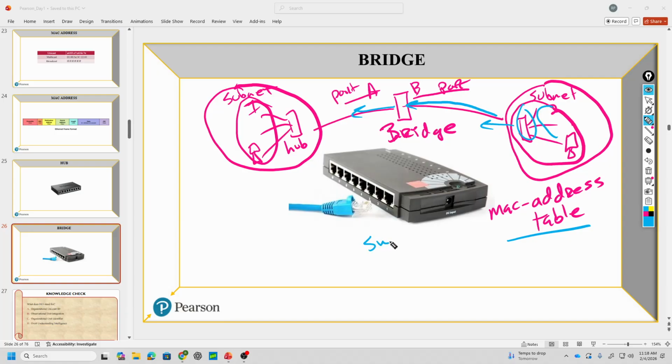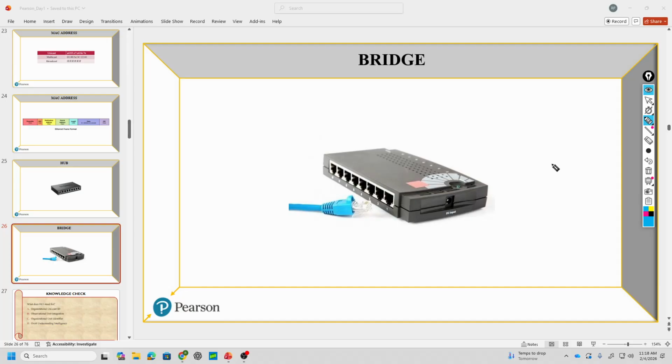Today, this is called a switch. Okay? So we took that concept of this MAC address table and then created today what is known as a switch. And a switch is a smart device. Okay? So a switch, it has an operating system, it has a CPU, it has RAM, and it has that MAC table, right? So it has that MAC address table.